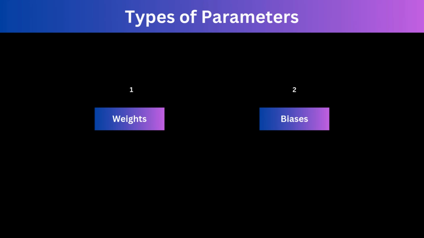Mainly, two types of parameters are being used. First one is weights, and another one is biases. Let's understand them one by one.